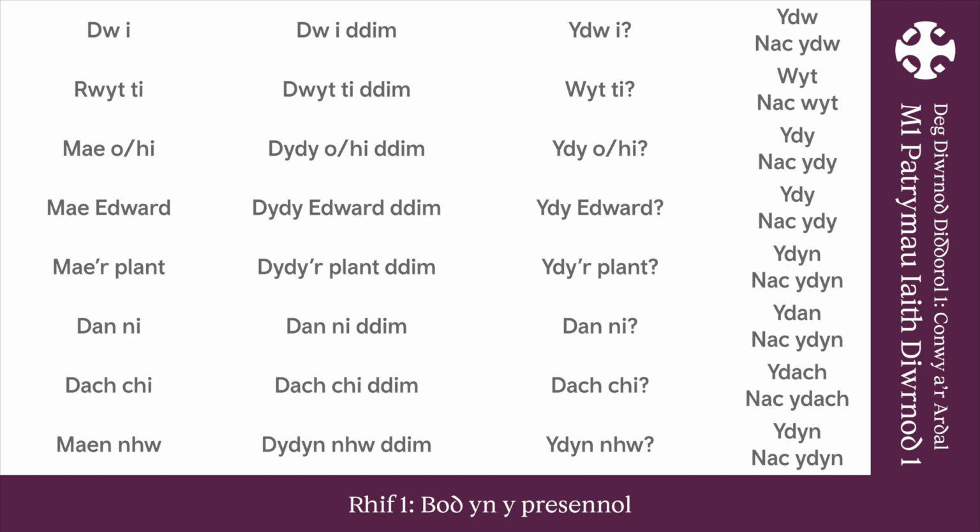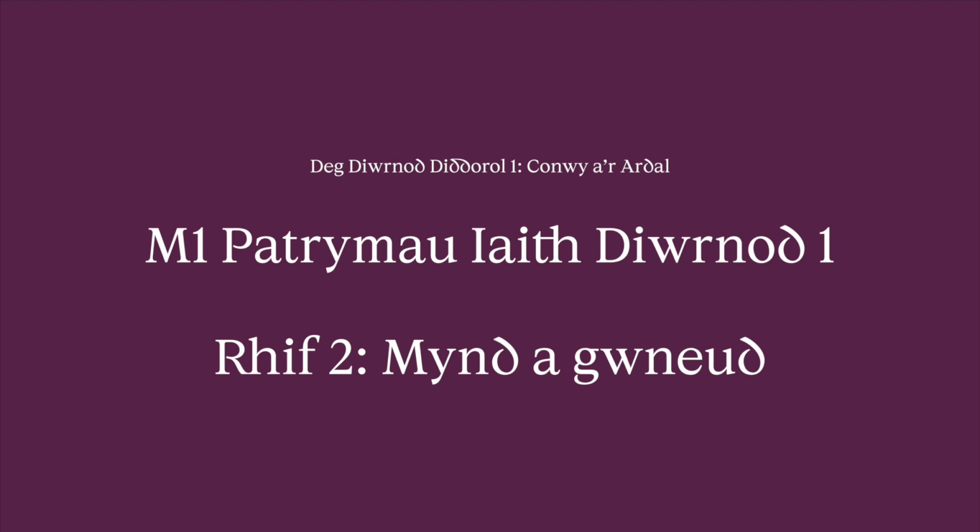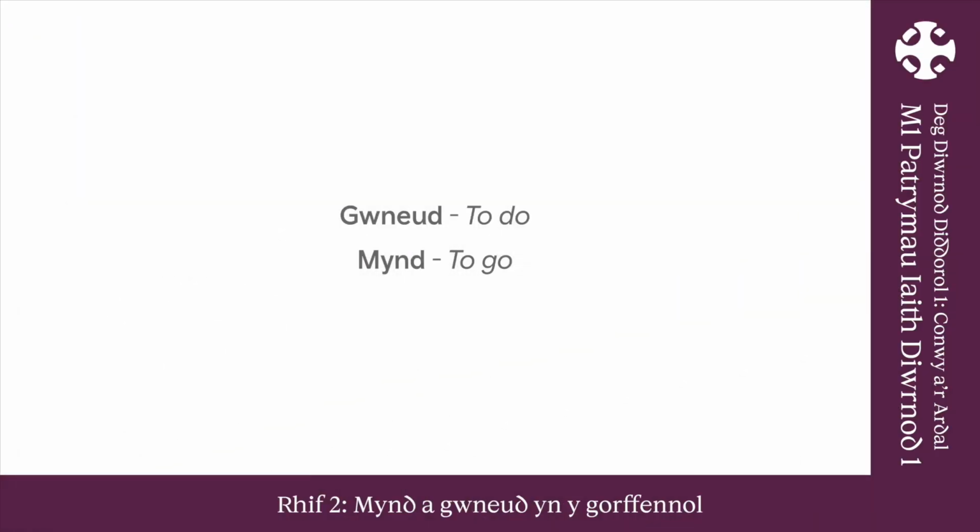This table will be very useful to refer back to throughout the day. Number 2. To go and to do in the past tense. To say I did something or I went somewhere, we use the irregular verbs mynd and gwneud in the past tense.